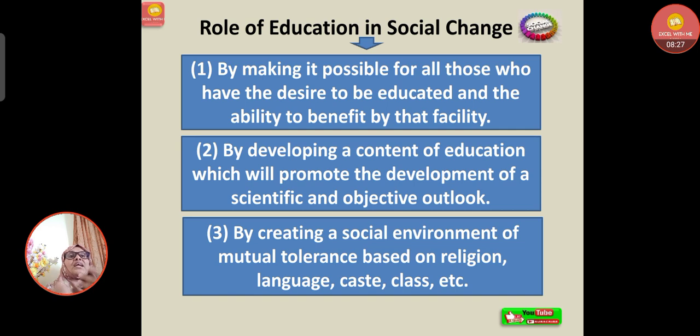What are the three ways? Let's see. Number one, by making it possible for all those who have the desire to be educated and the ability to benefit by that facility. There should be some desire. Then by developing a content of education which will promote the development of a scientific and objective outlook. Then thirdly, by creating a social environment of mutual tolerance based on religion, language, caste, class, etc. So this is the role of education in social change.